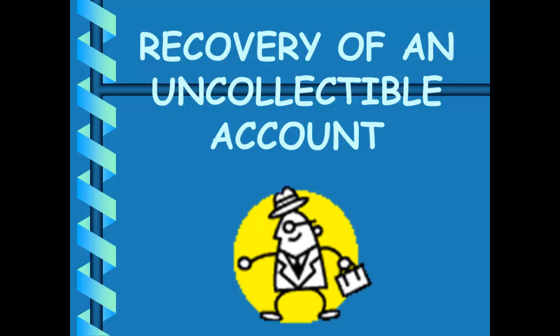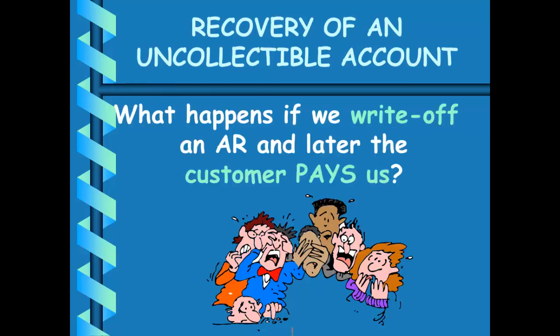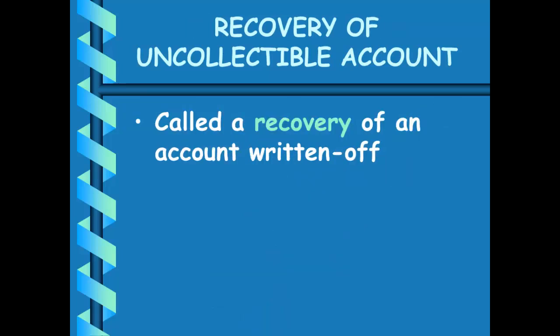The next topic is the more cheerful one. We've written off an account as uncollectible, and now somebody whose account we wrote off previously turns around and pays us. It's a good day. They wouldn't pay us before, we wrote them off as uncollectible, now they turn around and pay us. We call that the recovery of an account that I had previously written off.